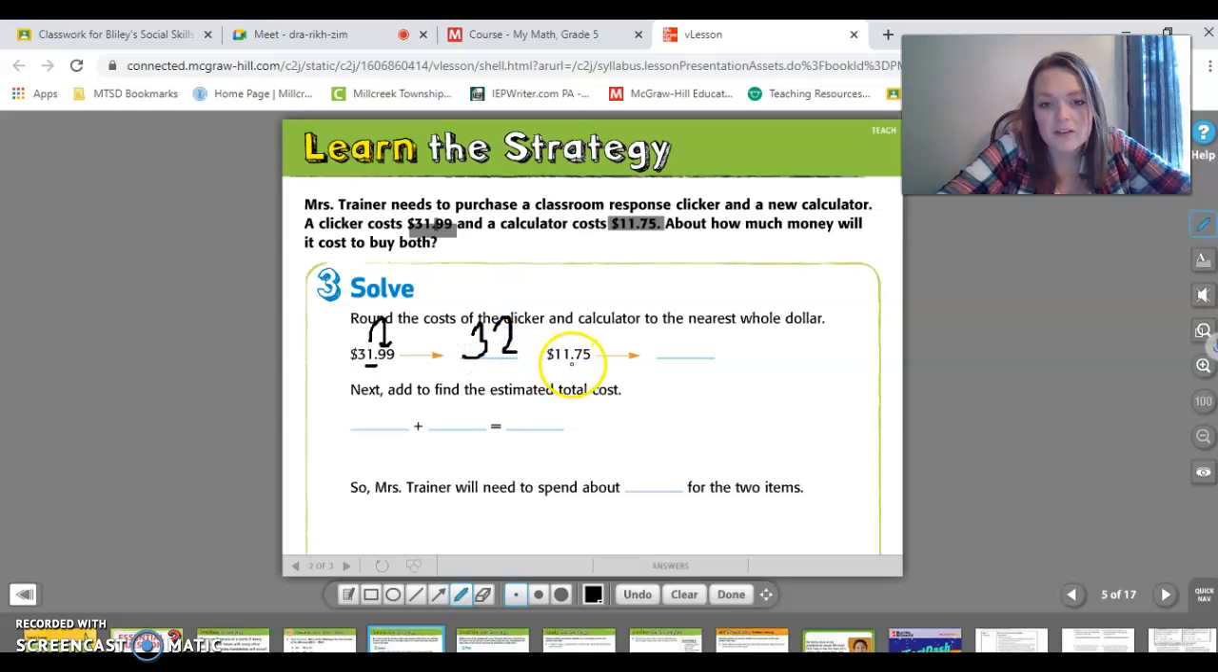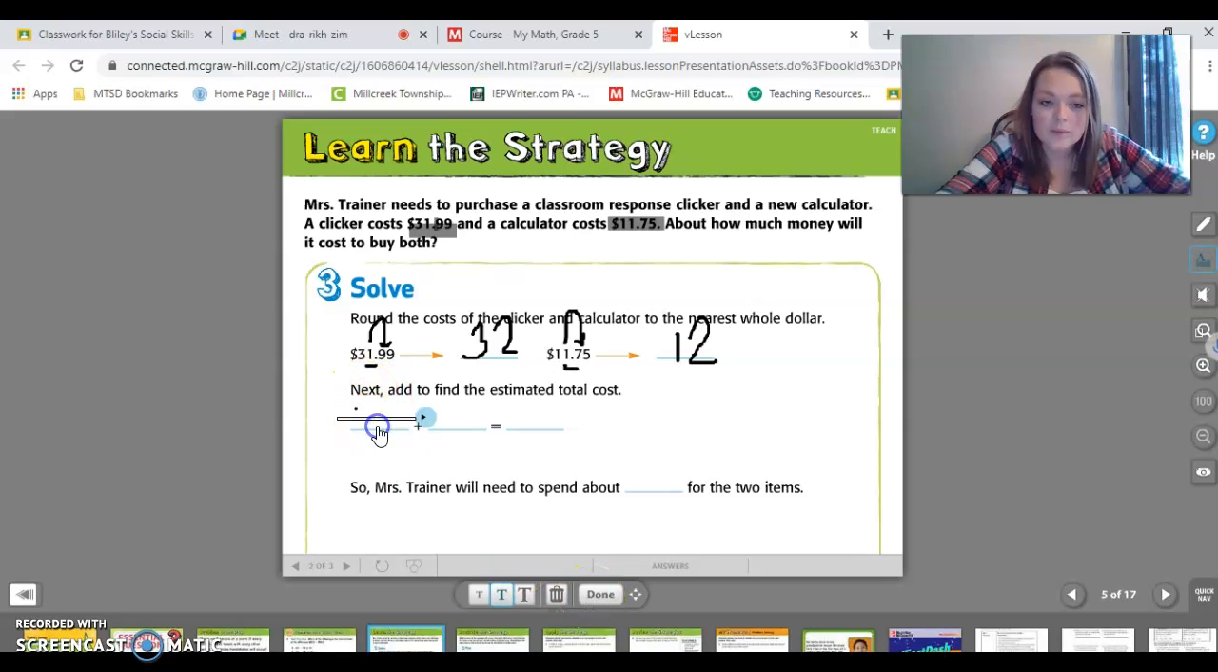Next, I have $11.75. I'm going to look at my ones column and my tenths column. 7, bump it up, drop it off. We're going to bump this one up too. So now I have 32 plus 12. 32 plus 12, 2 plus 2 gives me 4, and 1 plus 3 gives me another 4. So my answer is $44. They spent about $44 on these two items.